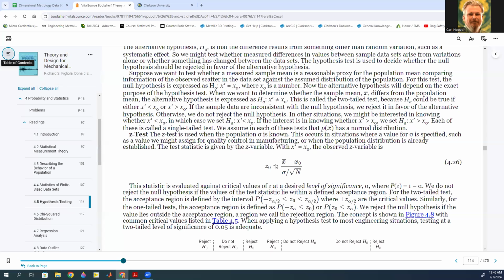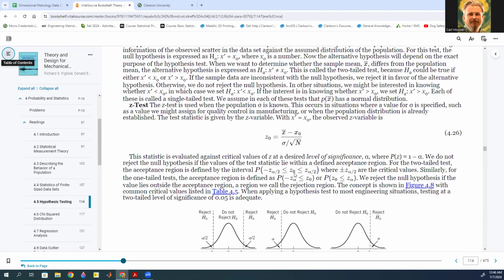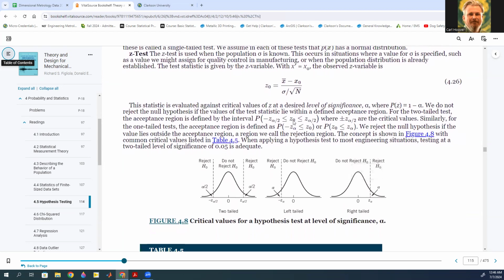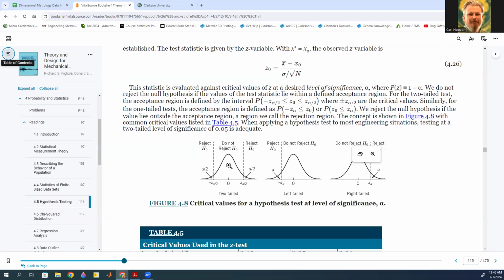And so it's a very similar calculation. The sample mean minus the reference value, the true mean here is x naught, divided by standard deviation divided by square root of n. And so we evaluate that at some desired level of significance alpha. And so we'll use alpha of 5%, but because it's a two-tailed rejection region, we split that alpha into 2.